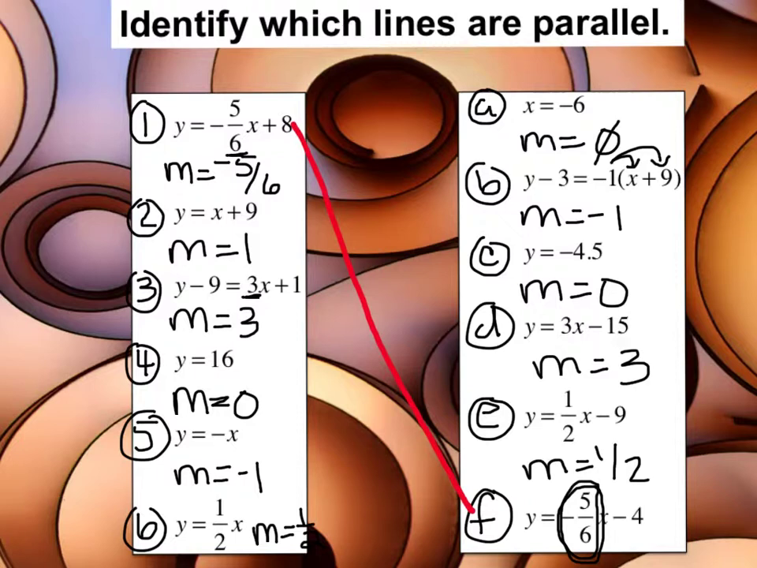Number 2, our slope is 1. And we actually don't have 1 as our slope anywhere. So number 2 does not have a parallel line. Number 3 is 3. Our slope is 3, and so is D. Number 4, we have slope equal to 0. So number 4 is going to go with C.